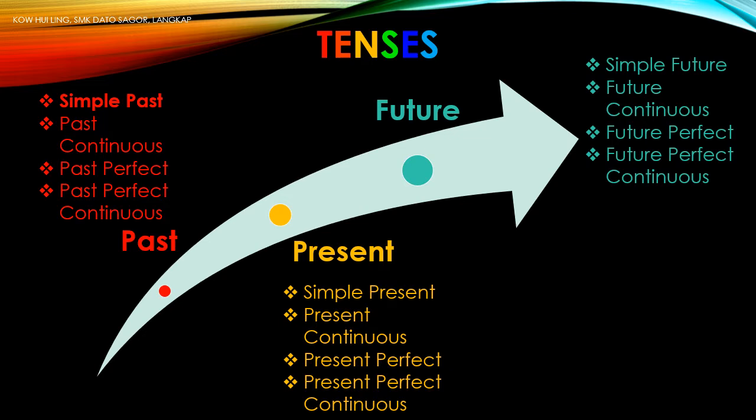In our previous videos, we have looked at the usage of simple present tense and present continuous tense. We have also covered simple past tense. Now, how do we form past continuous tense and when do we use it? Let's find out together.